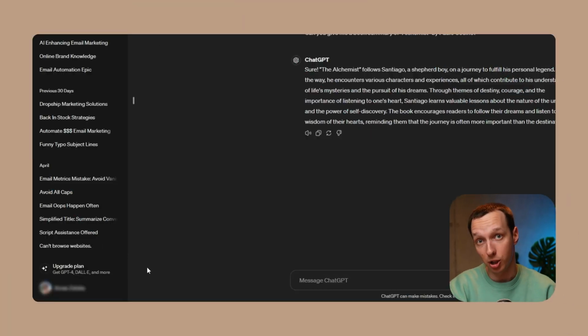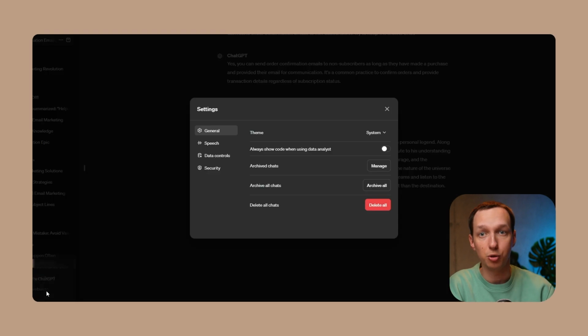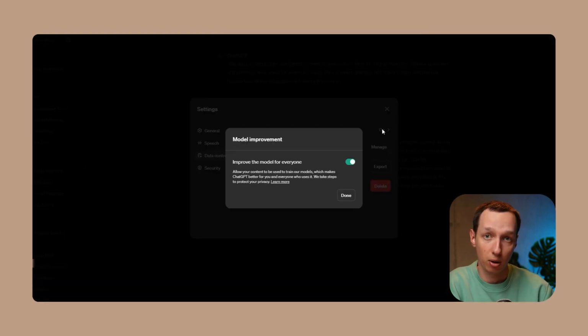Now, I know there are some privacy-conscious people out there who might not feel comfortable giving OpenAI, the parent company of ChatGPT, this information. For them, I would suggest reading through ChatGPT's terms of use to see if they are okay with their terms, as well as disabling the improve the model for everyone option in the settings here.